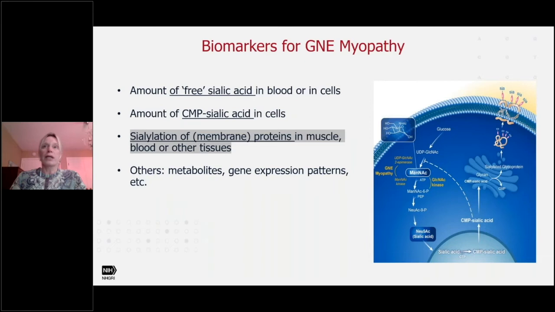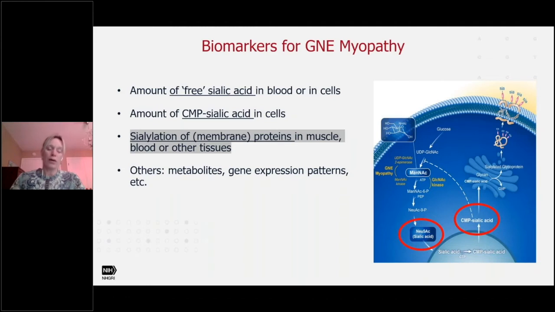Another good marker that we identified is CMP sialic acid inside cells, because this is the ultimate so-called precursor to add sialic acid onto proteins. CMP sialic acid is a little bit decreased in GNE myopathy patient cells, and after ManNAc therapy, we see it increasing. Another good marker, of course, would be to measure sialylation on specific proteins, and especially on muscle membranes. So we pursued that too.